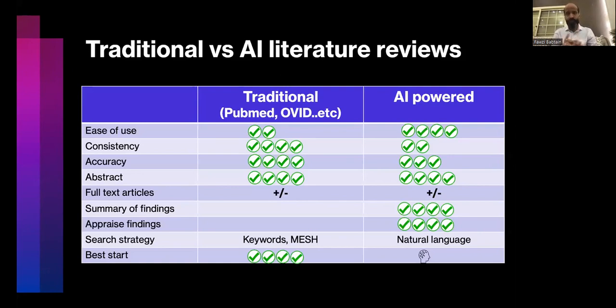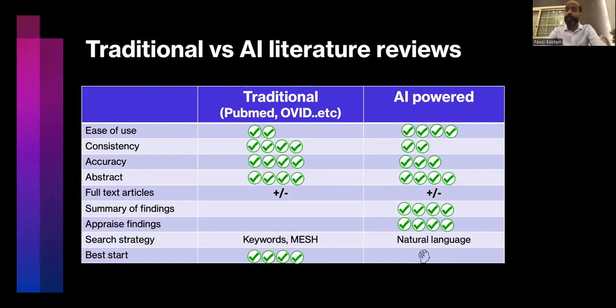So for literature review as of now, AI probably looks easier to use compared to PubMed or Ovid or other traditional web pages. The traditional ones are consistent. If you keep searching the same terms, it will give the same results. With AI, there are some variabilities. So you have to make sure you really collect your best articles. Accuracy is higher with PubMed and Ovid compared to AI. Both will provide the abstract. Full text articles are plus or minus. It depends on the availability of the full text.